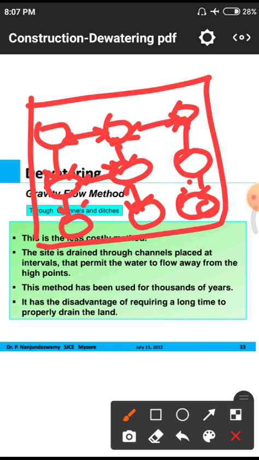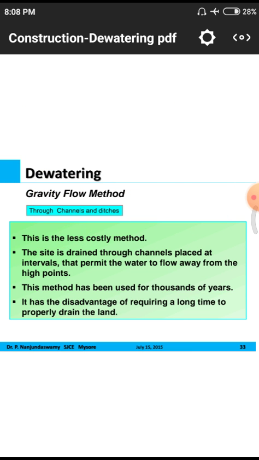It will depend upon the total quantity of water available in the particular ground. If the water quantity is very high, the distance between the boreholes is less. If the water quantity is very low, the distance between the boreholes is very high. So we need to remember, the borehole spacing is directly related to the availability of groundwater in the field itself. The site is drained through these channels placed at intervals, which means the interval length depends upon the quantity of water available in our field.